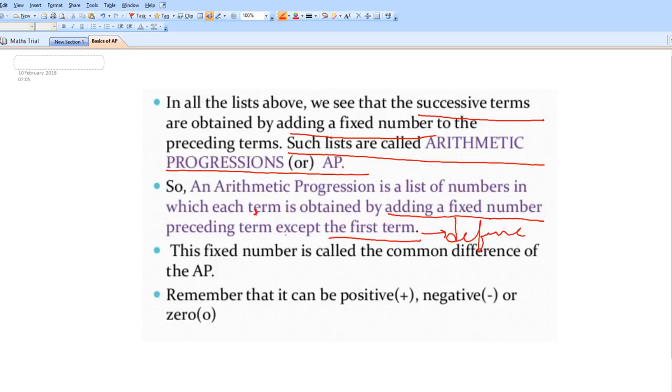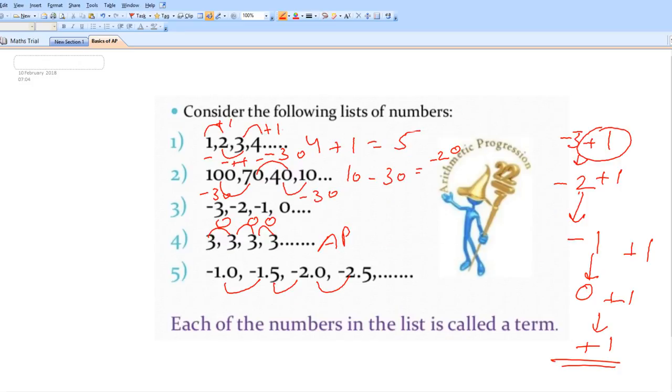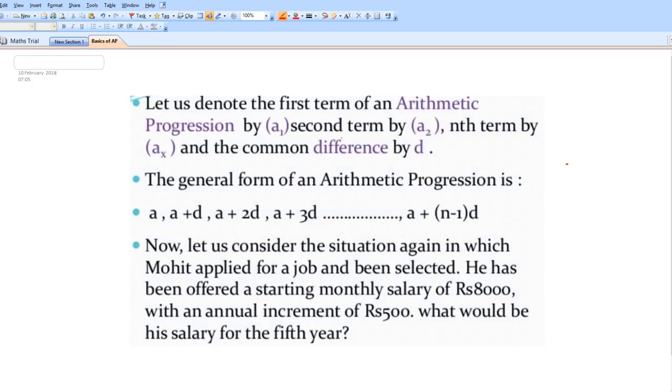This fixed number which I have to add or subtract from the preceding term is known as the common difference of an AP. It can be positive, negative, or zero. We saw all the examples in the previous slide. Minus 1 minus 0.5 is minus 1.5, minus 1.5 minus 0.5 is minus 2, minus 2 minus 0.5 is minus 2.5. Alright. So the first term in any arithmetic progression is denoted by A1 or A.